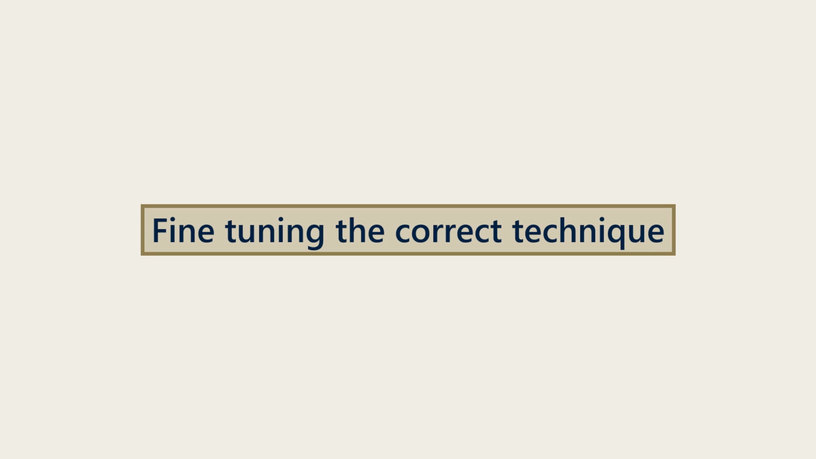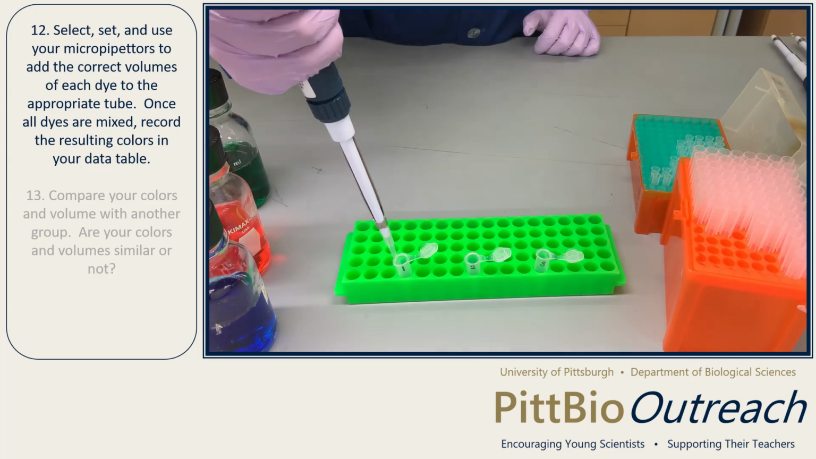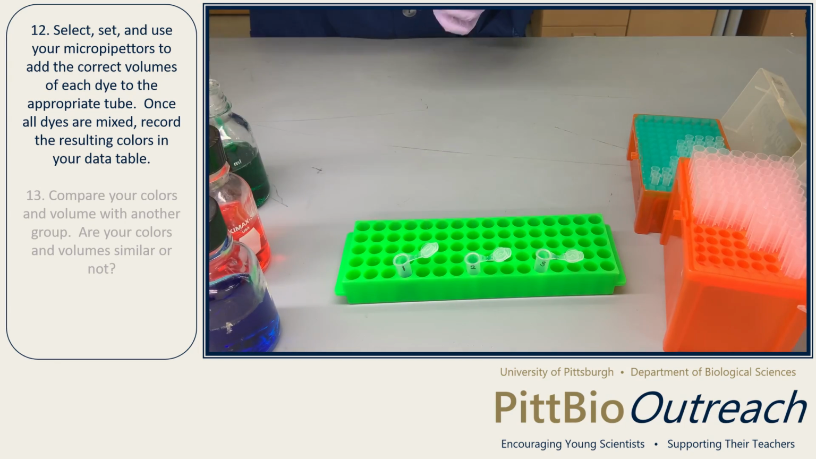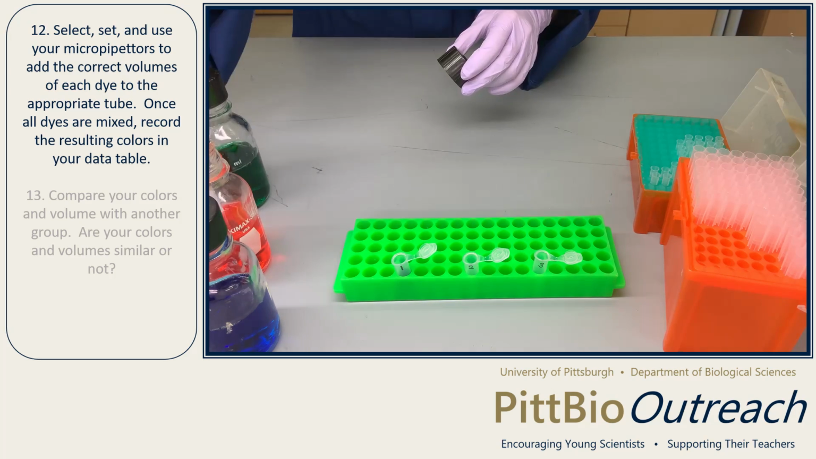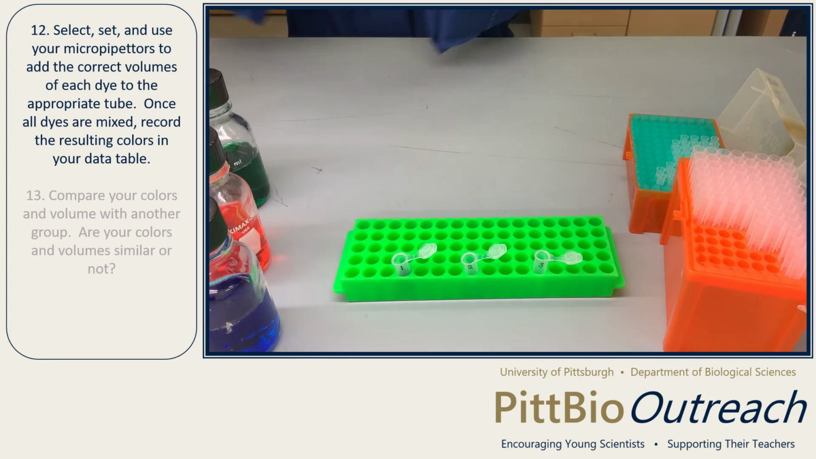Fine-tuning the correct technique. Step 12. Select, set, and use your micropipetters to add the correct volumes of each dye to the appropriate tube. Once all dyes are mixed, record the resulting colors in your data table.